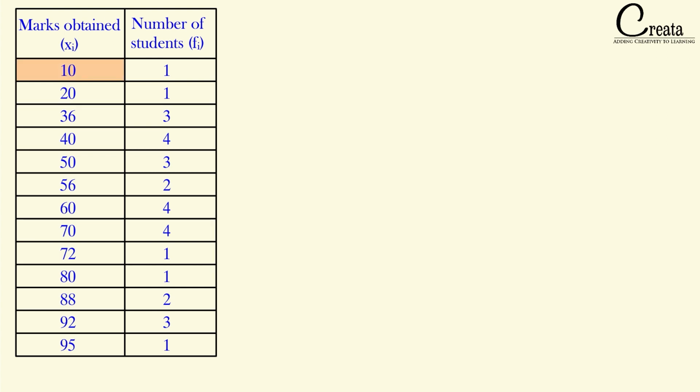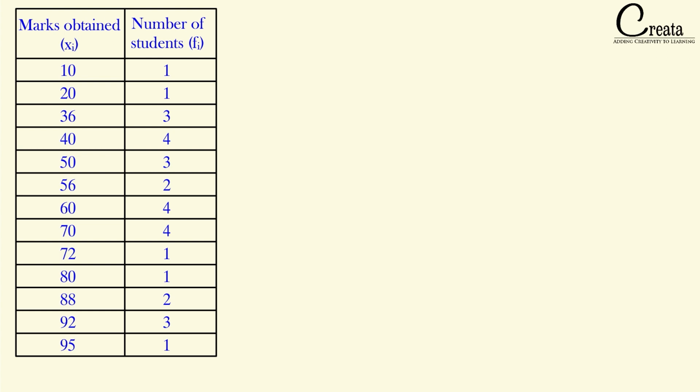Here, if we talk about 10, it will be x1, the observation of serial number 1. Here 20 will be x2, 36 will be x3, then x4, x5. Similarly, it will go on. i is just denoting the serial number.